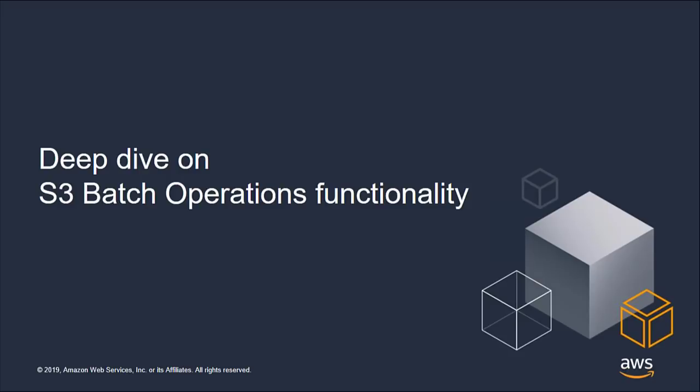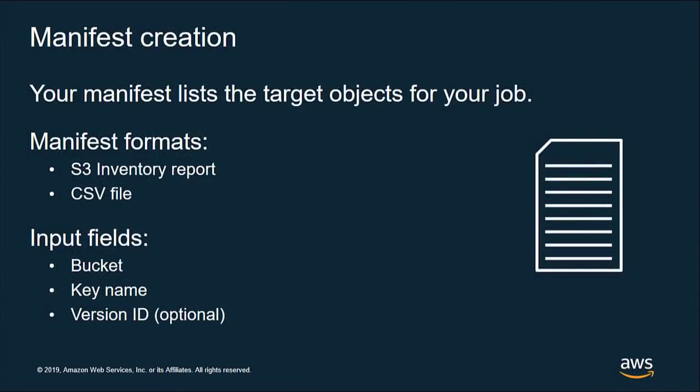So now we'll walk through a deep dive and talk about some of the different things we touched upon very briefly in the console view as we got that particular job up and running. For manifest creation, it's once again a CSV inventory report or a CSV file that you create on your own. The required fields are just bucket and key name. So it's very simple. You really only need that information for your particular objects. Version ID is optional, but here's why you might want to specify that for a particular job. If your bucket is versioned and has versions of objects, and you want to make sure we operate on that exact version of an object, you'll want to specify the version ID as part of a job.